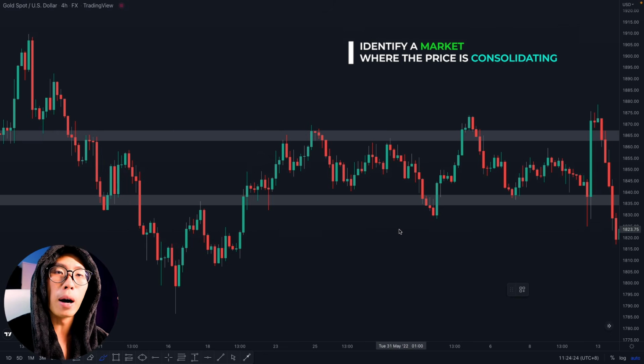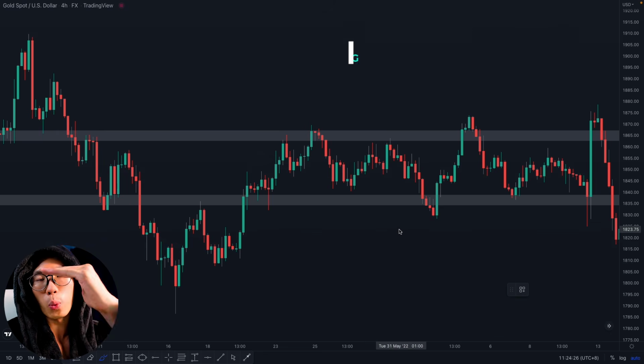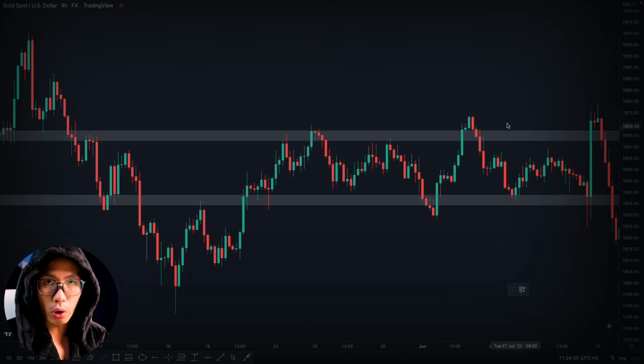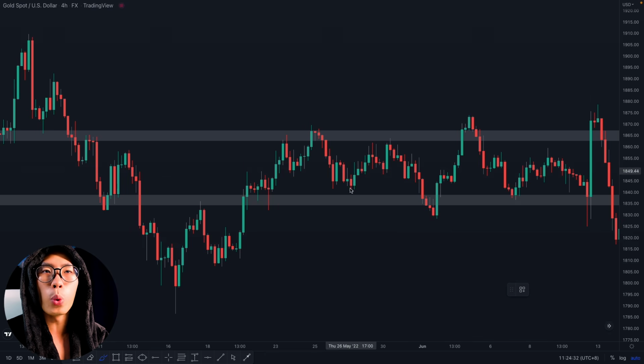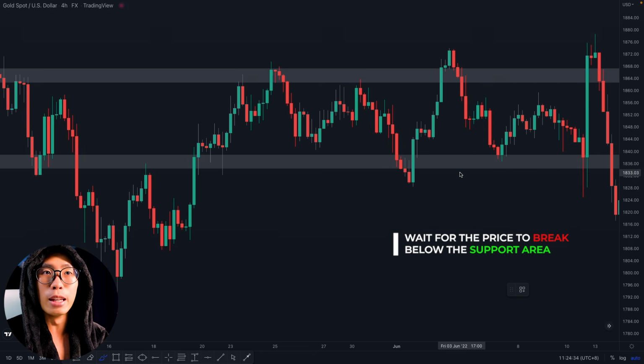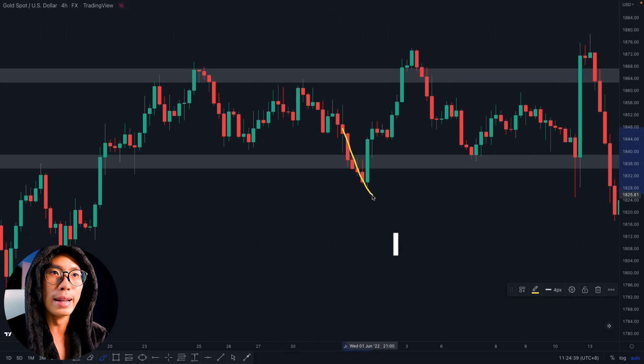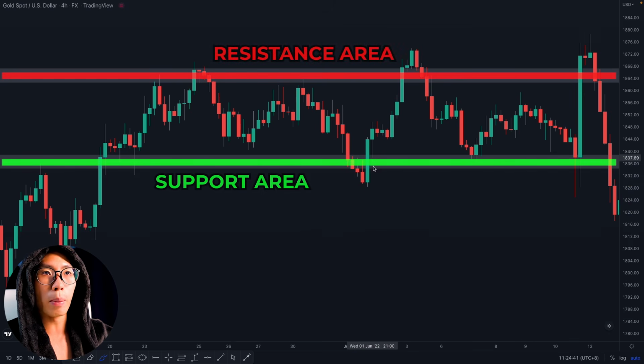So the first step is you want to identify a ranging market. You want to find a market where price is just going sideways and not going anywhere, just consolidating, which we have identified right here. The next step is that you want to wait for the price to break below the support. So this is your support area and you want to wait for price to break below it, right? Which is what happened in this case.